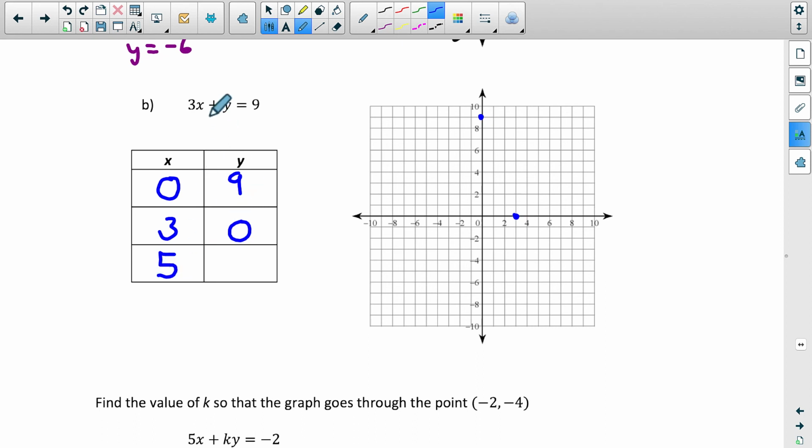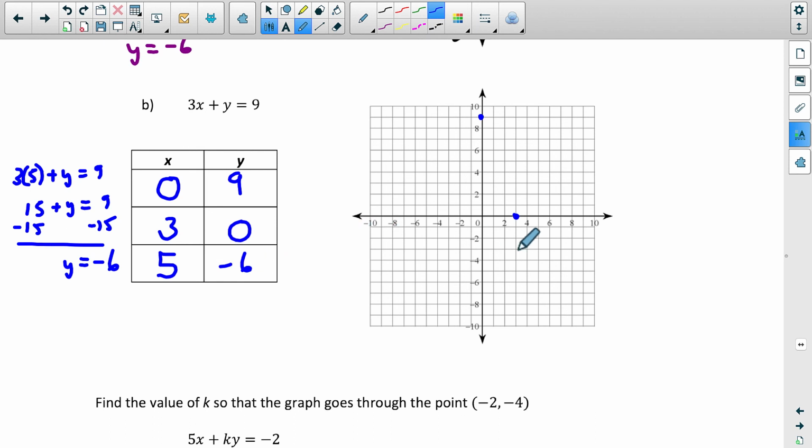So, let's see. This is hard to do in your head, so let's actually do this. We have 3, and then we're putting 5 into x plus y equals 9. Well, 3 times 5 is 15 plus y equals 9. Only thing I have to do to get the answer is subtract 15 from both sides, and I'll have isolated that y. 9 take away 15 is negative 6. So this is that point. Hopefully it's going to line up. We have 5, negative 6 is right here. Do those 3 dots line up? I certainly think they do. So let's draw our line.